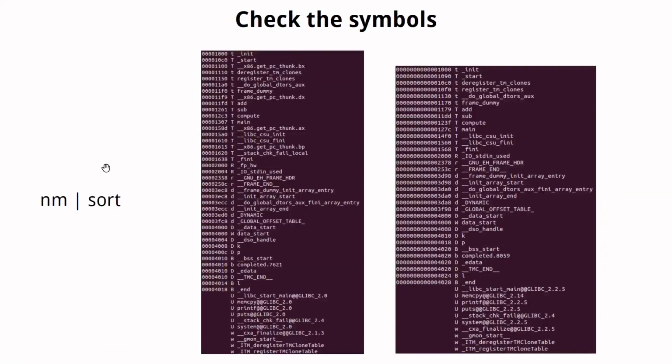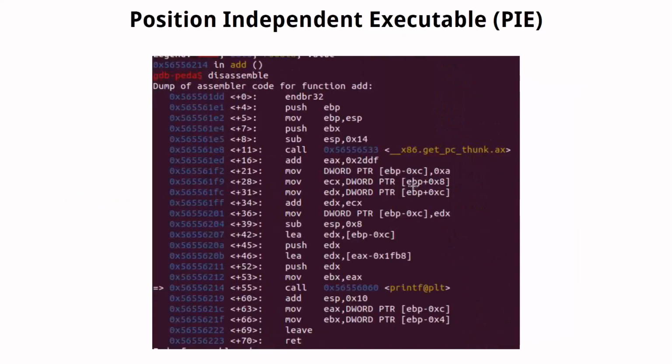So if we check the symbols, that's why for some programs, if you check the symbols using nm, you will see their addresses look very small. That's because that's just an offset. The base address is randomized when the program executes. So this is just an offset, it's not really the runtime address.